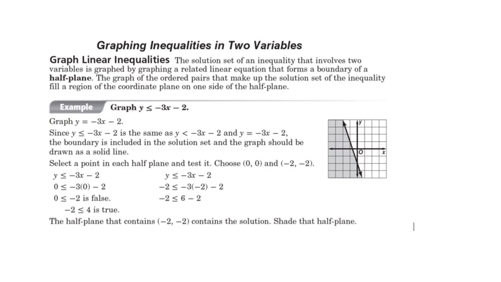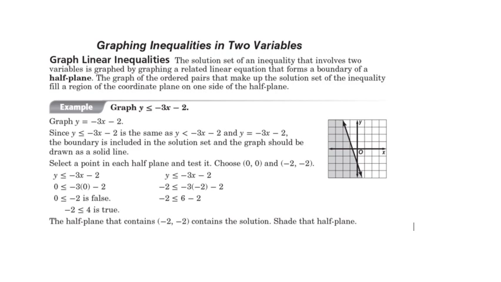By the end of this lesson, you should be able to graph a linear inequality with two variables. Okay? So when you're graphing inequalities, what we're trying to do is show the points that give a true statement in the inequality. So for instance, if you look at ours, y is less than or equal to negative 3x minus 2.